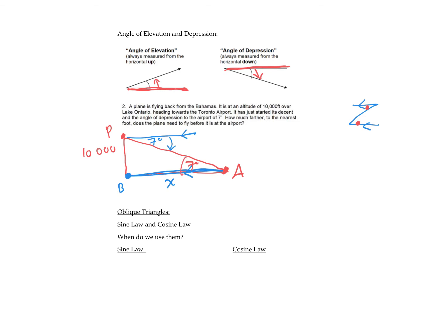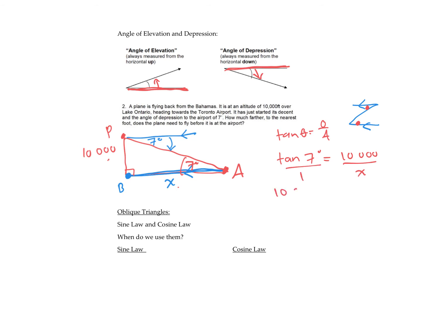And so now I have a right angle triangle, so now I can find x because I have the angle in this triangle. I have the height 10,000 and I have the adjacent side. So I'm going to use the tan ratio, tan of 7 degrees. Let's write it out: opposite over adjacent. So the angle given is 7, the opposite is 10,000, the adjacent is x.